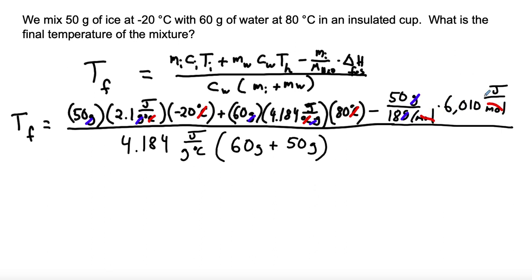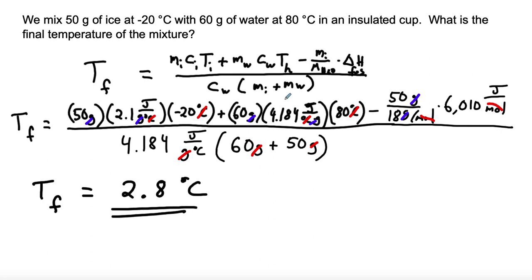So we end up with just joules on the top. Let's cancel grams here as well. So we end up with joules on the top, joules per gram, or joules per degree C on the bottom. So we end up with just degree C. And if we plug in those numbers, we get 2.8 degrees C. That seems like a reasonable number given the amount of ice we have and how cold it was.